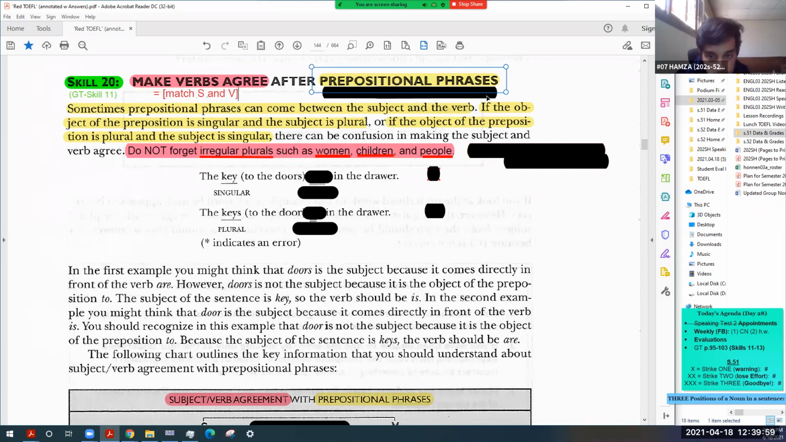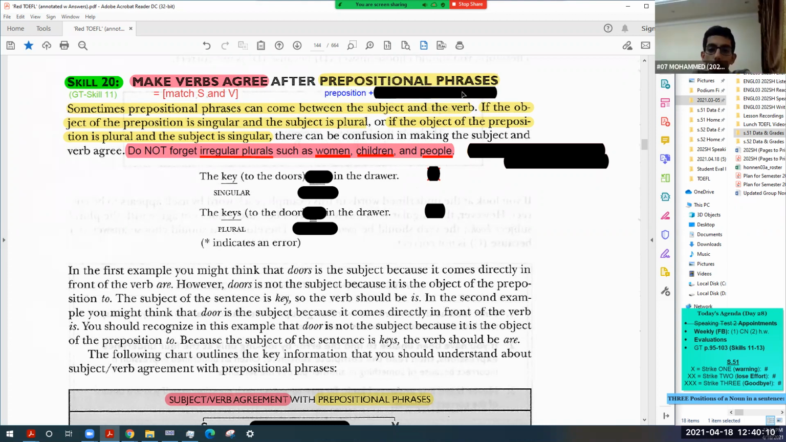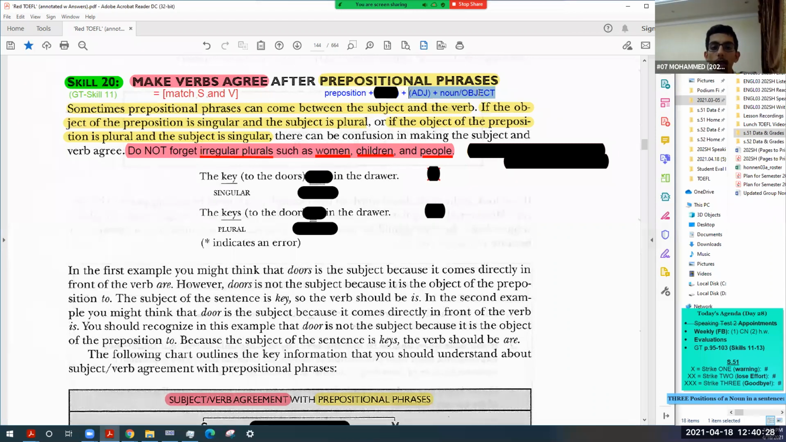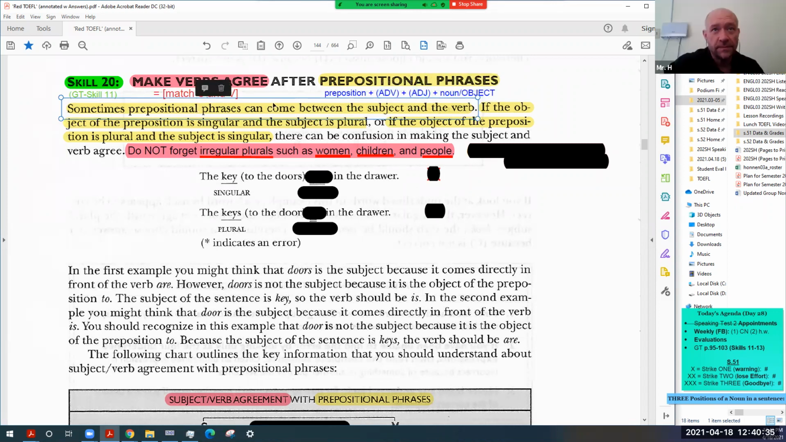Prepositional phrases. Can you remember the formula? Preposition. We just did it this morning, right? Preposition, and then adverb. Well, that's optional. Yes, the object. A noun object. The key word is the noun, right? And then the optional parts, which are they? Adjective describes the noun, and adverb describes the adjective. Okay.